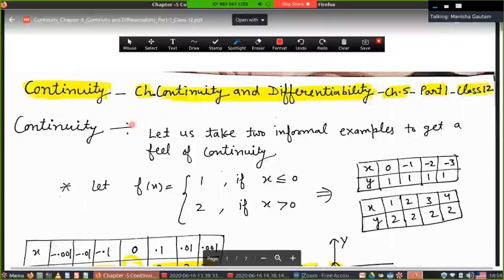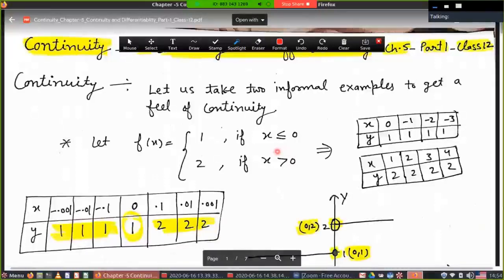In this topic, let us take two informal examples to get a feel of continuity. Continuity means you are plotting the graph without a break. Here I have taken a function f(x) equal to 1 if x is less than or equal to 0, and it is 2 if x is greater than 0.